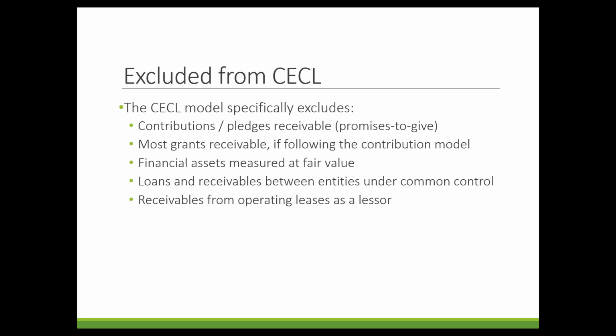There are some specific exclusions from the CECL model that are out of its scope. Those include contributions and pledges receivable, which are technically termed promises to give, most grants receivable, financial assets measured at fair value, certain loans and receivables between entities that are under common control, and operating leases where the not-for-profit serves as the lessor. I want to emphasize that receivables related to contribution revenue, such as grants or pledges, also known as promises to give, are not subject to CECL. They're specifically excluded from the standard.